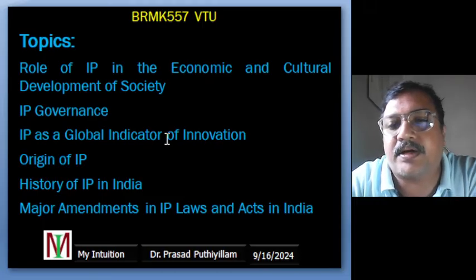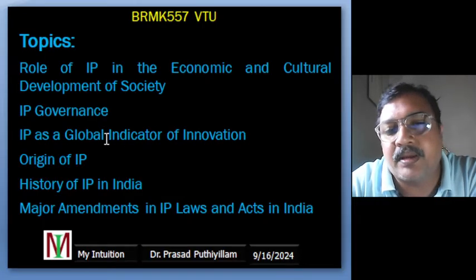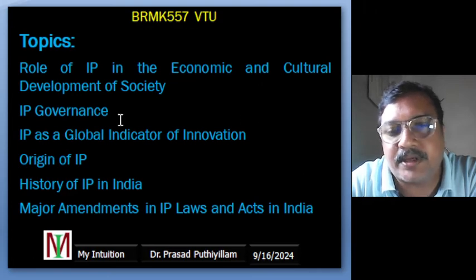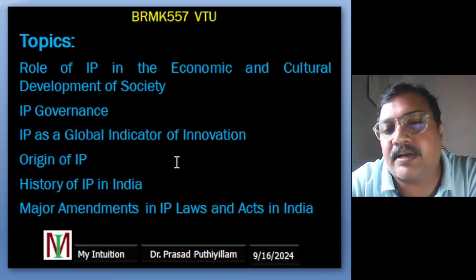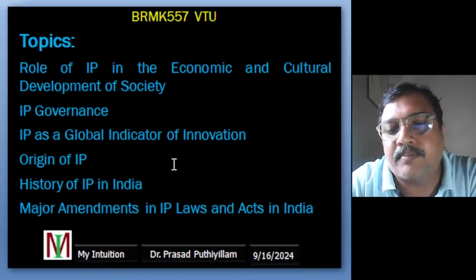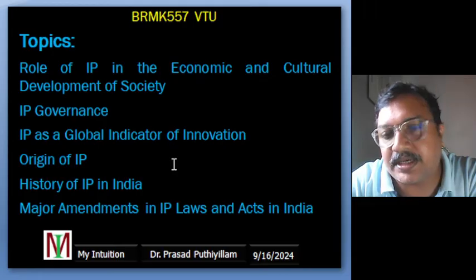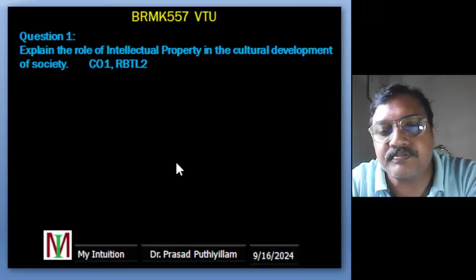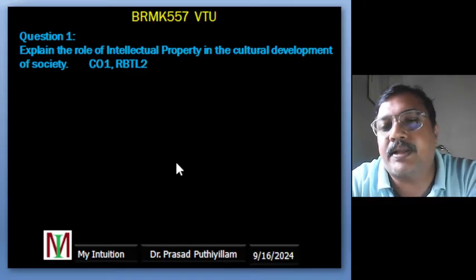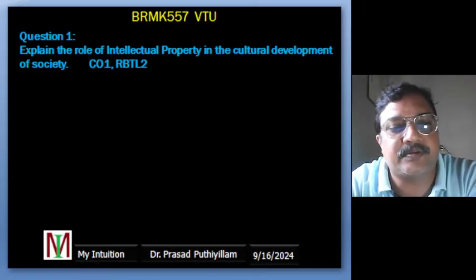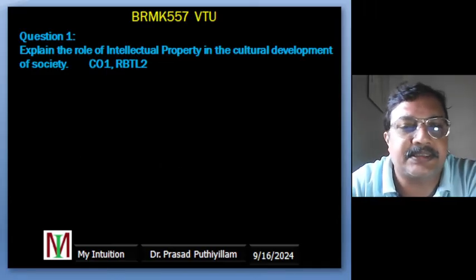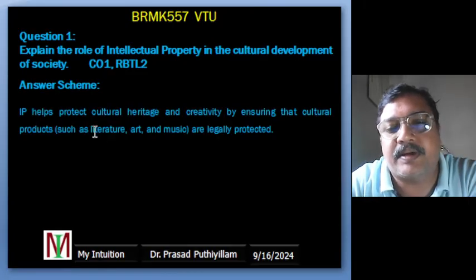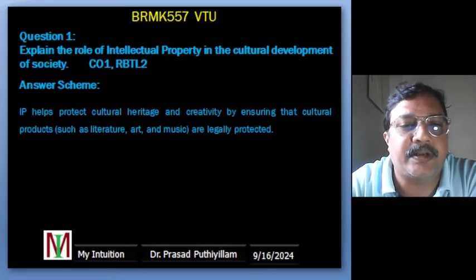That is the role of IP in economic and cultural development of society, IP governance, IP as a global indicator of innovation, origin of IP, history of IP in India, and major amendments in IP laws and acts in India. Based on that, a question is framed connected to course outcome 1 with a level of 2: explain the role of intellectual property in the cultural development of society. That is the term which is there in the syllabus as such. Therefore, I'm giving the answer scheme and I'll try to elaborate it.